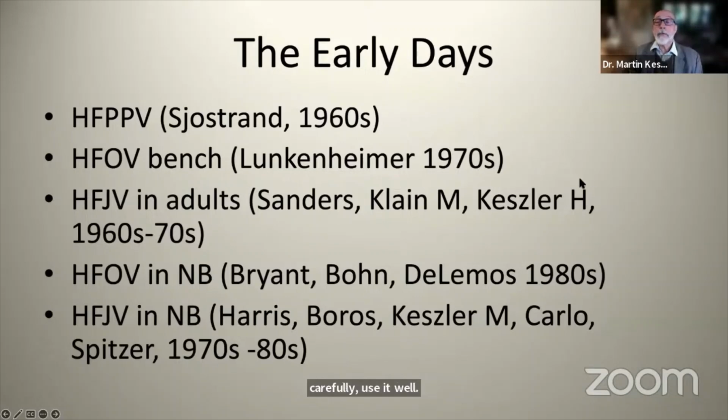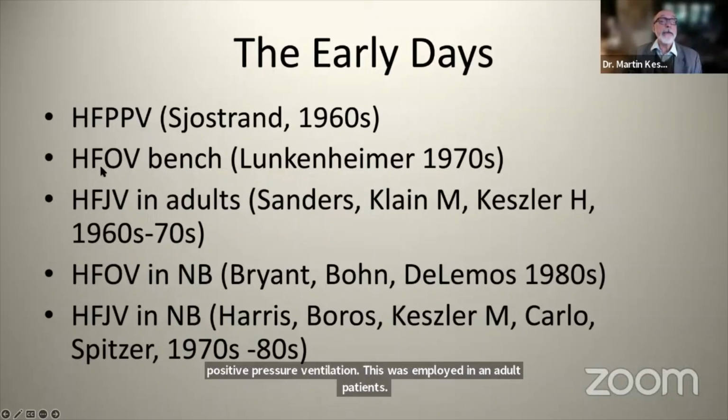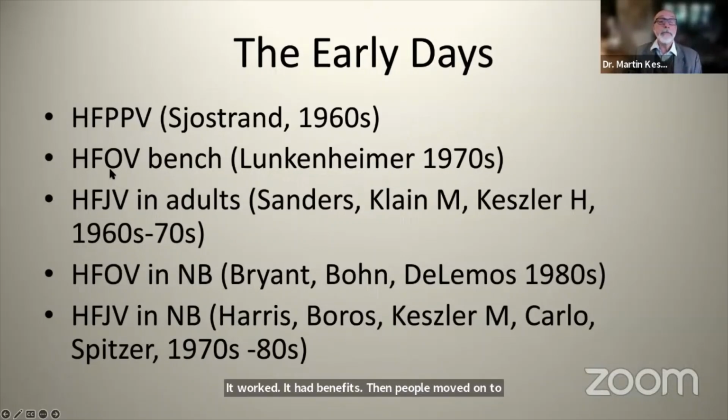All right, so the other task was to take us through the history of high-frequency ventilation. Dr. Rajiv gives me far too much credit, but it started really clinically in Scandinavia. Dr. Sjöstrand in 1960 described something called high-frequency positive pressure ventilation. This was employed in adult patients. It worked, it had benefits. Then people moved on to oscillatory ventilation with some bench experiments. Dr. Lunkenheimer in the 1970s, using a piston oscillator, demonstrated in principle that you can very effectively ventilate.